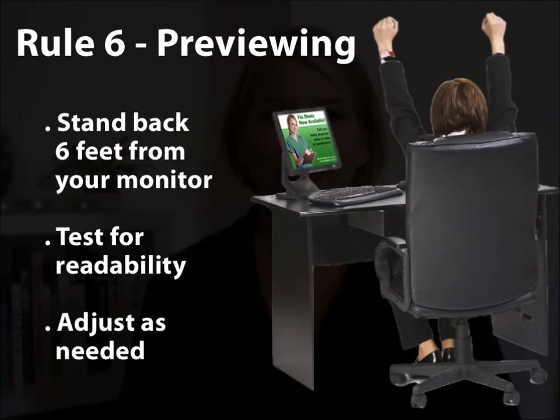Last rule is rule number 6, previewing. When you preview your designs, you need to walk through the steps we've talked about. Consider where your eye goes first. You need to look at readability and visibility on your own monitor before publishing that out to your digital signs. A good tip is to stand back from your monitor about 6 feet because this simulates your audience's perspective for viewing screens at a distance.